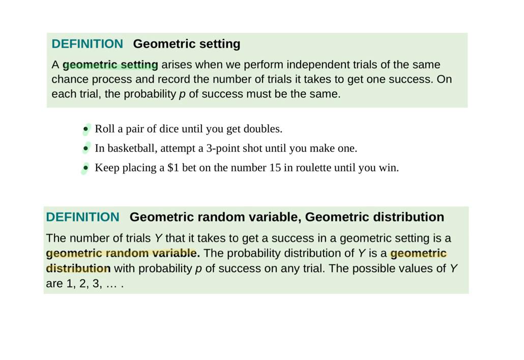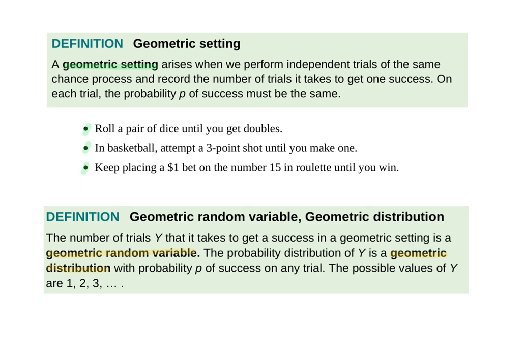So that's when you perform independent trials, same chance process, and then you record the number of trials it takes to get one success. So on each trial, again, the probability p of success must be the same. So here are three examples. Let's say you roll a dice until you get doubles. And in basketball, you attempt a 3-point shot until you make one. And you keep placing a dollar bet on the number 15 in roulette until you win.